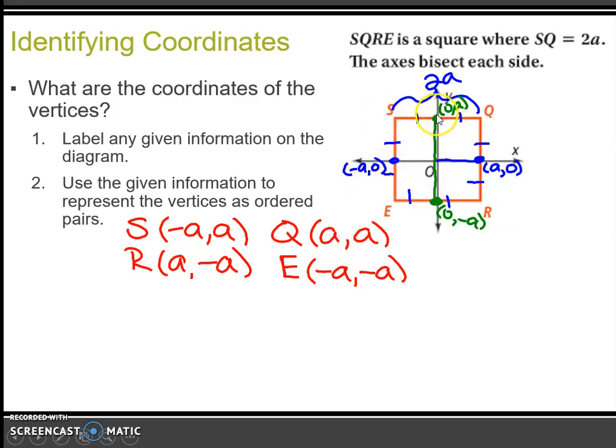So here you're going to have 0, and then you're going to have a and a. So each one is a and a. So a, that's 2a. So a here, a here, a here, a here. The half of 2a is a, so we're just using that. So this one right here is negative a and positive a. This one is negative a, positive a, and negative a. And this one right here is a, a, and this one is negative a. So can you please write these labels with SQRE?